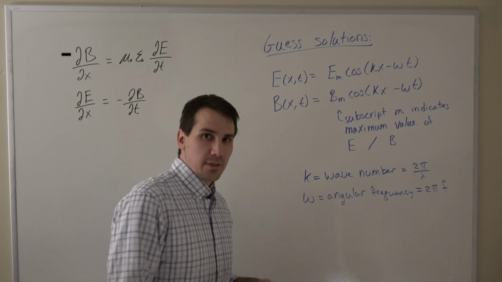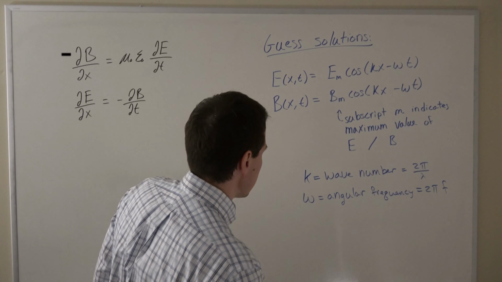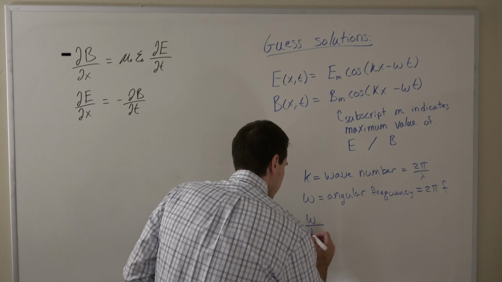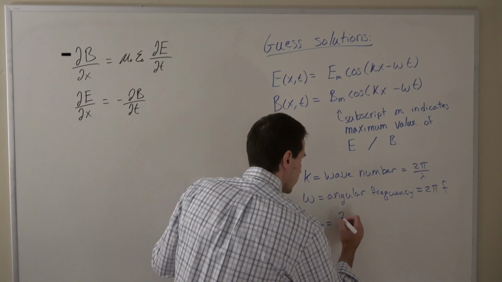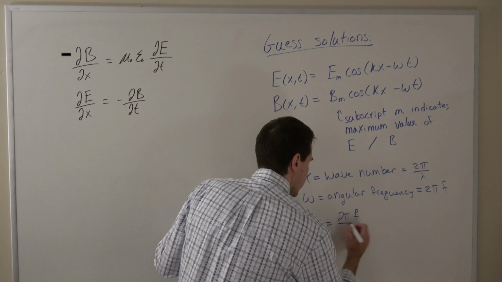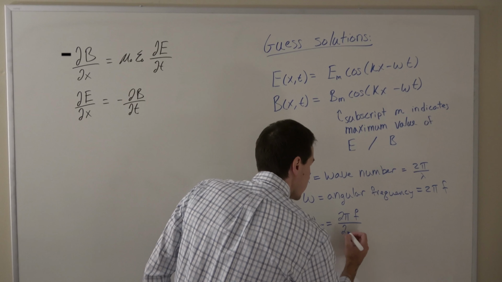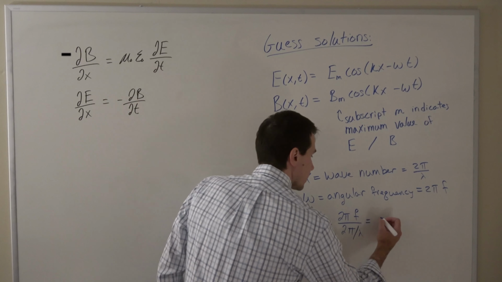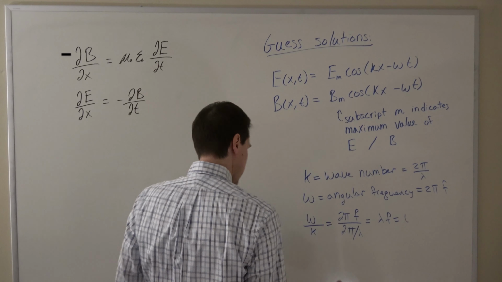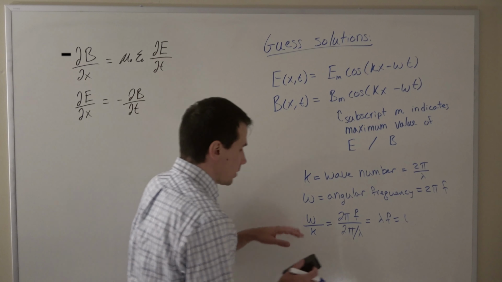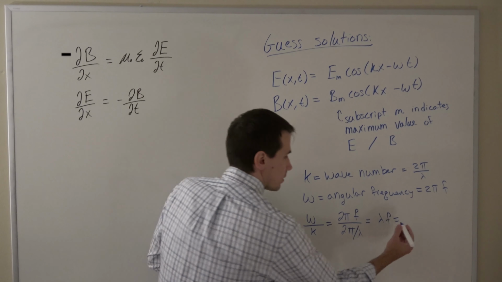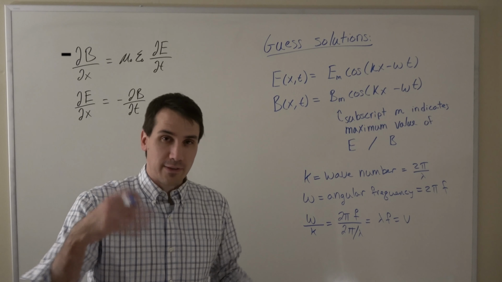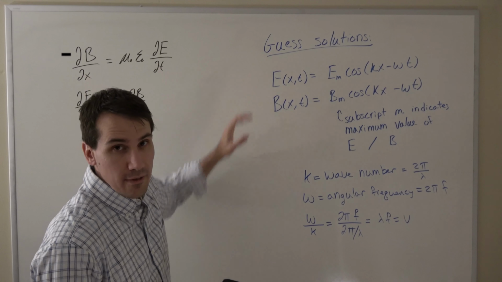A handy result that we are going to want to be able to use on these is that if we take omega divided by k, that looks like 2 pi f divided by 2 pi over lambda, which looks like lambda multiplied by f, which looks like the velocity of the wave. So we're going to want to remember this particular relationship between omega and k, because it's going to come in handy when we want to figure out the velocity of these waves.